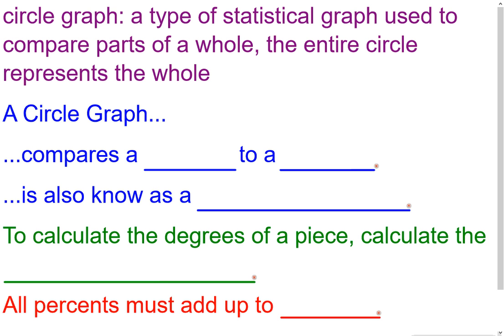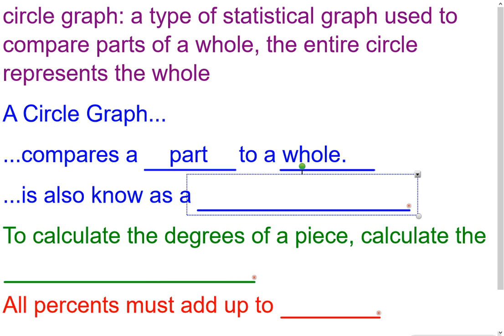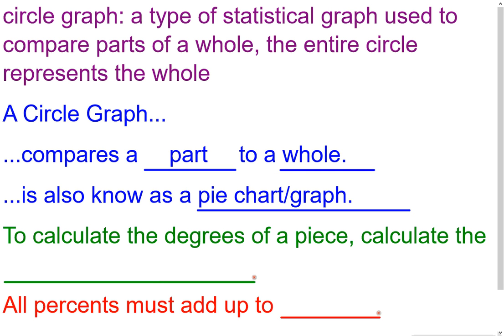It's just a type of statistical graph used to compare parts of a whole, and the entire circle is going to represent the whole. Now, I have this broken down into little pieces talking about a circle graph. The circle graph is going to compare a part to a whole. A lot of times a circle graph is also known as a pie chart or a pie graph. So if you see circle graph, pie chart, pie graph, it's all the same thing.